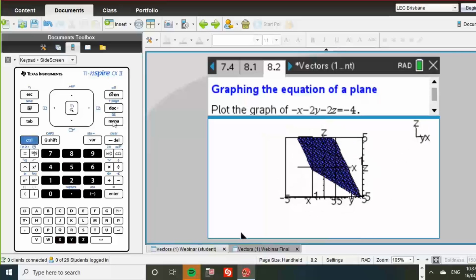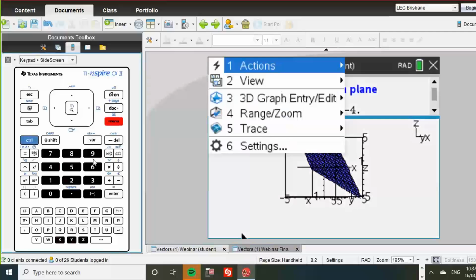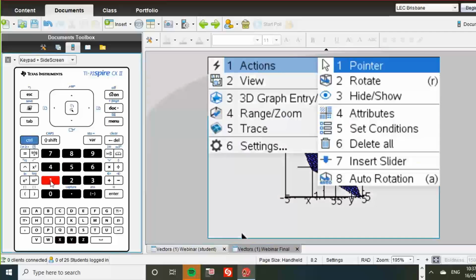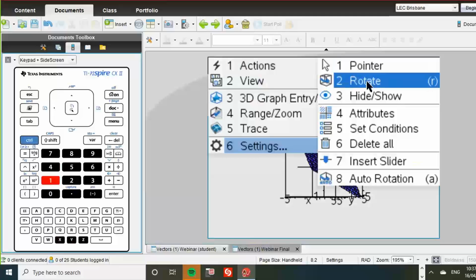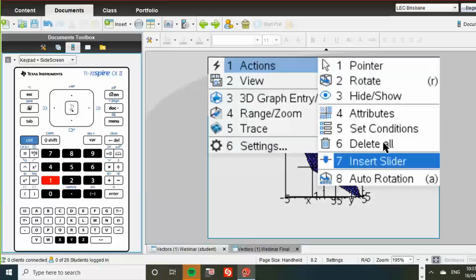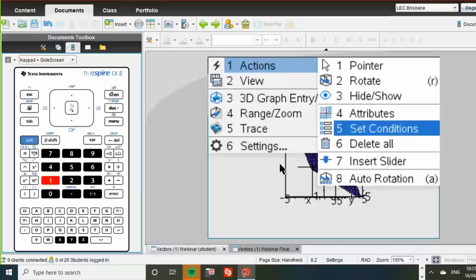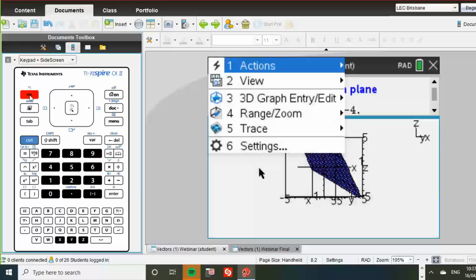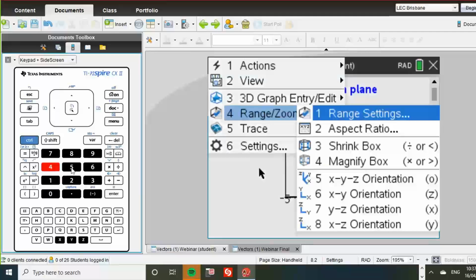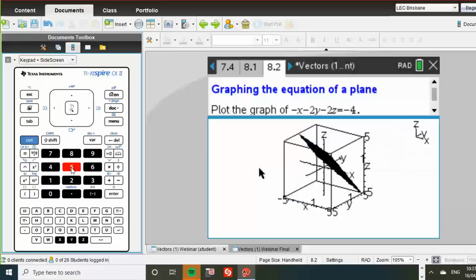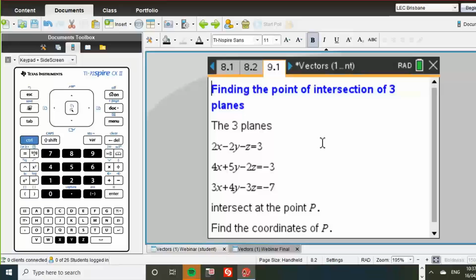There is a menu command, so menu actions, and you can rotate, you can auto rotate, you can change the appearance, et cetera. So that's worthwhile having a play with. As I said, it's only really just a visualization tool. There's not much you can actually do with it in terms of calculations.